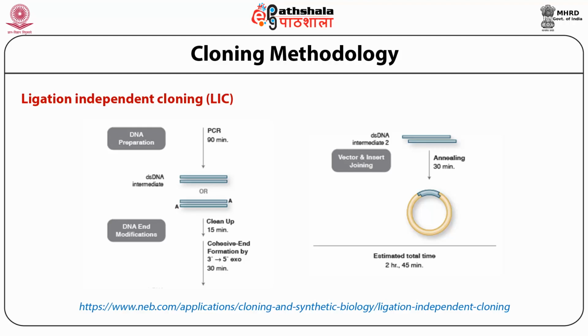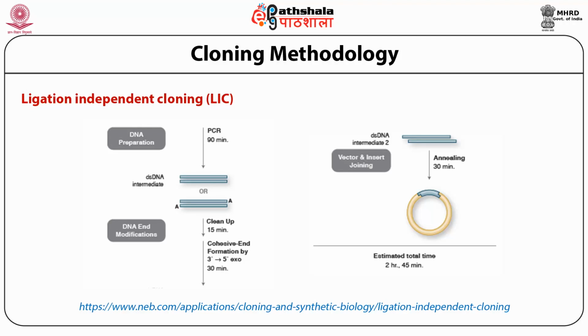Our gene of interest is amplified by using PCR, and now this particular PCR product is incubated with T4 DNA polymerase, which generates cohesive ends because it has the 3' to 5' activity. And if this activity is allowed to continue, it can chew up the entire DNA. Therefore, we add dNTPs, which will stop the exonuclease activity of this enzyme.